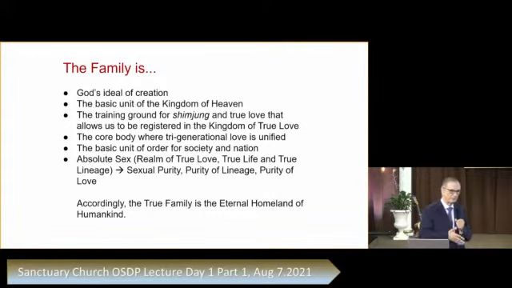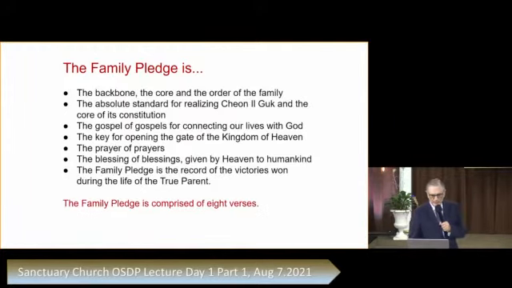And this is what the family pledge is all about. The family pledge in its 8 verses tells us what it is to create a true family. All right? So this is the backbone, the core, and the order of the family. So the family pledge is actually that backbone of the family, and it's the absolute standard of realizing 천유국 and the core of its constitution.